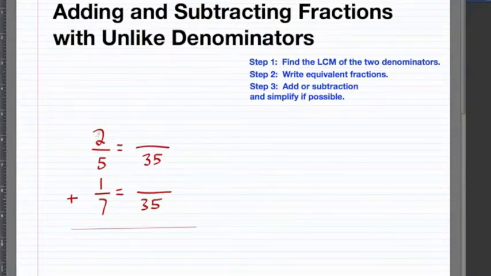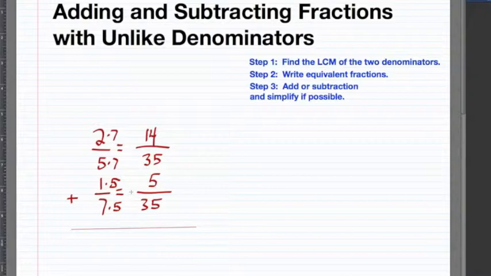So what I have to do now is write a fraction that's equivalent to 2/5 that has a denominator of 35. To do that, I'm going to ask myself, what did I have to do to the 5 to get to 35? Well, I had to multiply by 7. So I'm going to do the same thing up top. 2 times 7 gives us 14. Now on the bottom, to get from 7 to 35, I had to multiply by 5. So I do the same thing up top, and 1 times 5, of course, is 5.